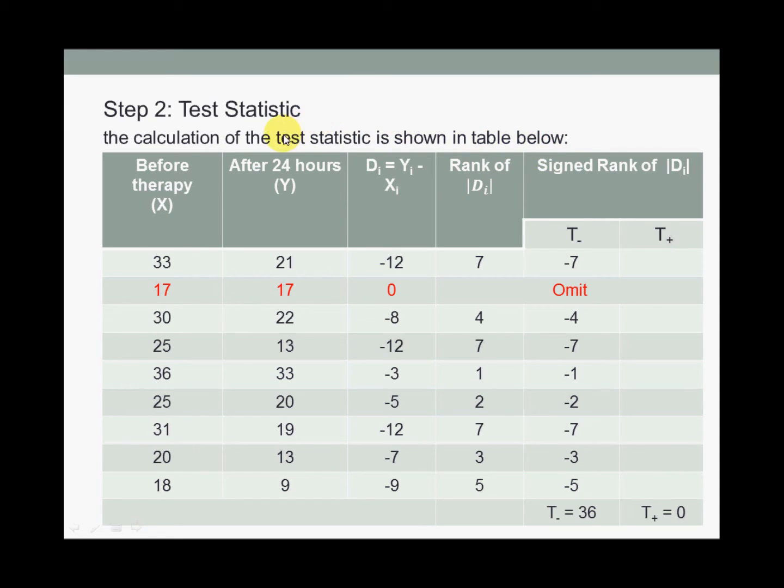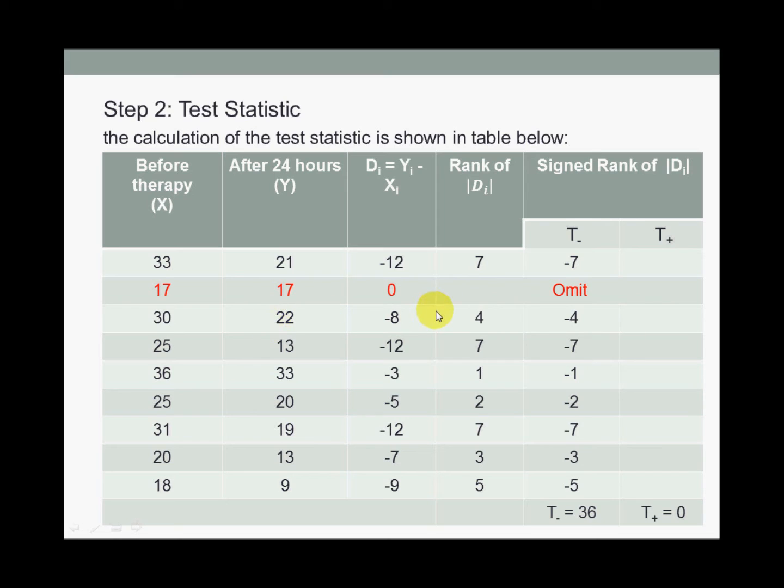First of all, we need to find the difference between variables x and y, which is di equals yi minus xi. For the first row, our di is 21 minus 33 equals negative 12. Then we repeat the step until we reach the last row, where the difference is 9 minus 18 equals negative 9. We can see that on the second row, the difference between x and y is equal to 0. For this case, we will eliminate it from the next step.